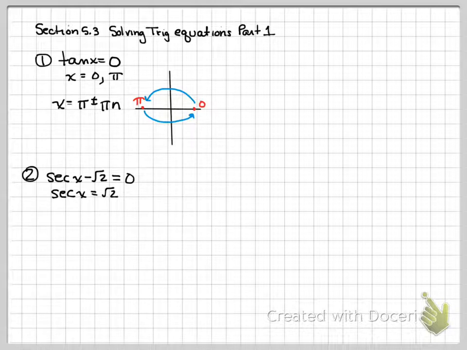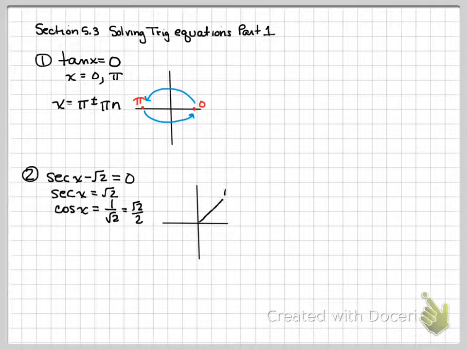Well, secant's a little harder for me to think of, so maybe I'm going to flip it over and make it a cosine. Cosine of x would be 1 over root 2, which would mean I'm looking for root 2 over 2. So the cosine of x is equal to root 2 over 2 in two spots. The first one is right here at pi over 4, and the second one is down here at 7 pi over 4.